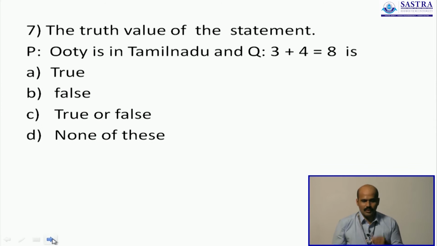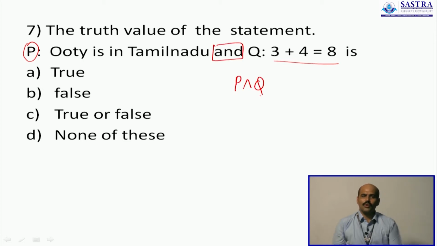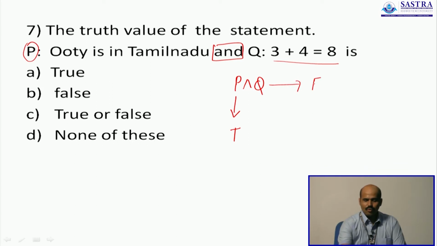Okay. Now we have a specific example on this. The truth value of the statement P, which says the city of Ooty is in Tamil Nadu, and Q, which says 3 and 4 give you 8. Now there is a conjunction here, a conjunction of P and Q, where P talks about the location of a city in a particular state and Q talks about a mathematical equation. Now out of this you can obviously see that the statement P is true and the statement Q is false. 3 and 4 do not give you 8, 3 and 4 give you only 7.